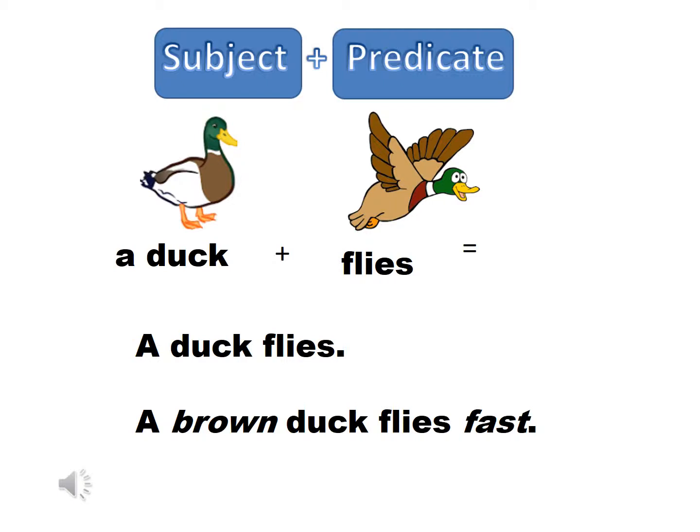You could make that into a longer sentence. A brown duck flies fast. But it's still basically the same sentence. You just added more words to it. It's still the subject, duck, and the predicate, flies.